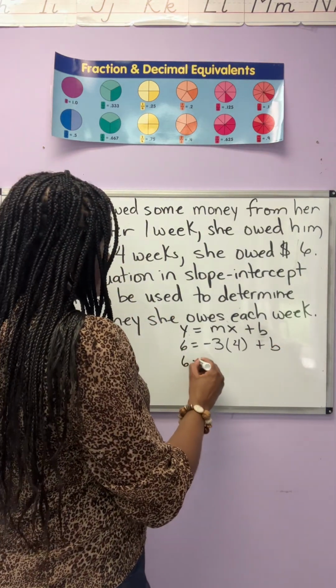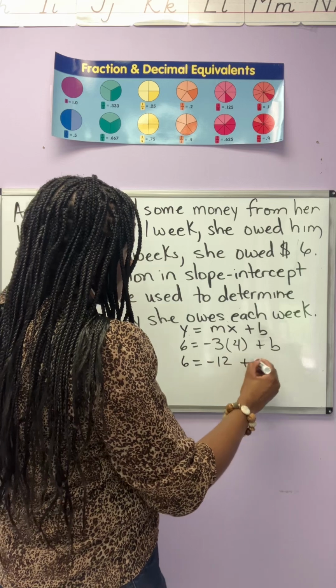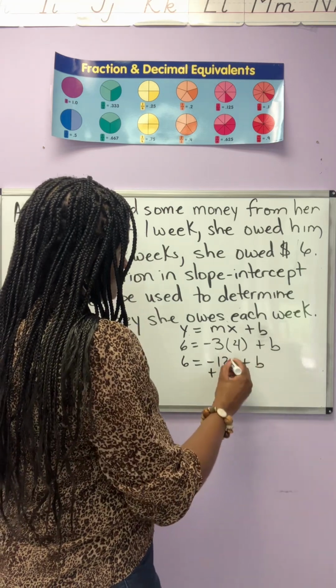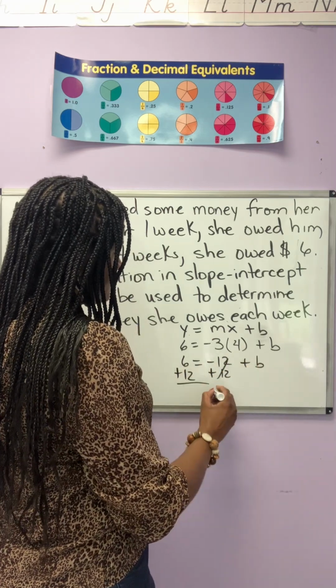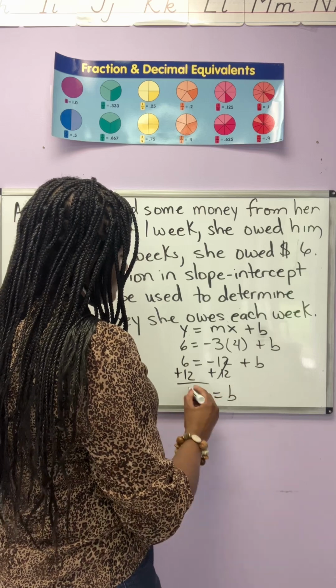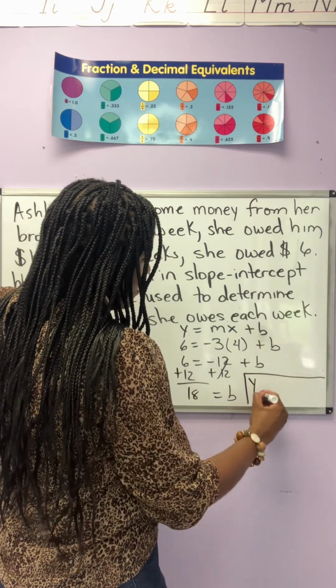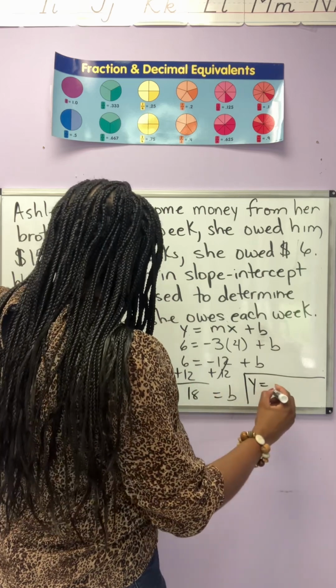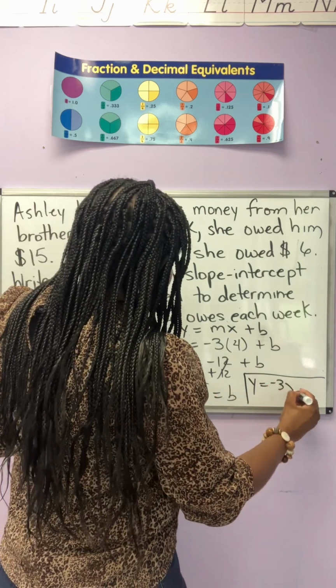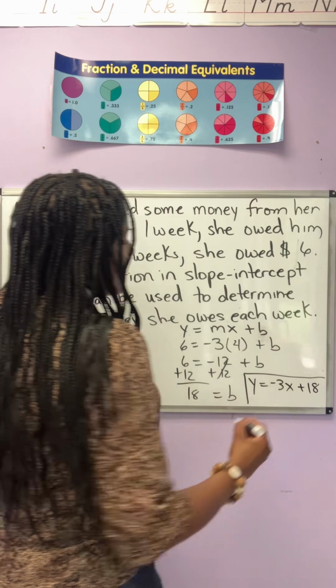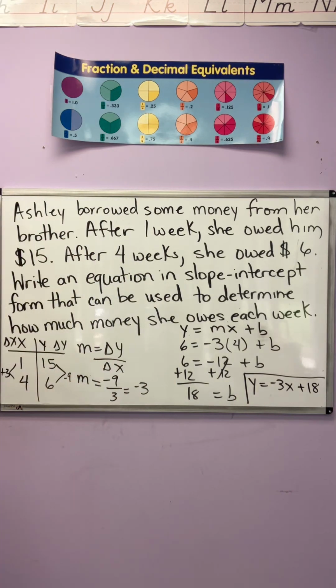So we have 6 equals -12 plus b. So plus 12, plus 12. And we have b equals 18. So if we want to write our final equation, y equals, we have -3x plus 18. So that means Ashley started by owing her brother $18, and she has paid him $3 every week.